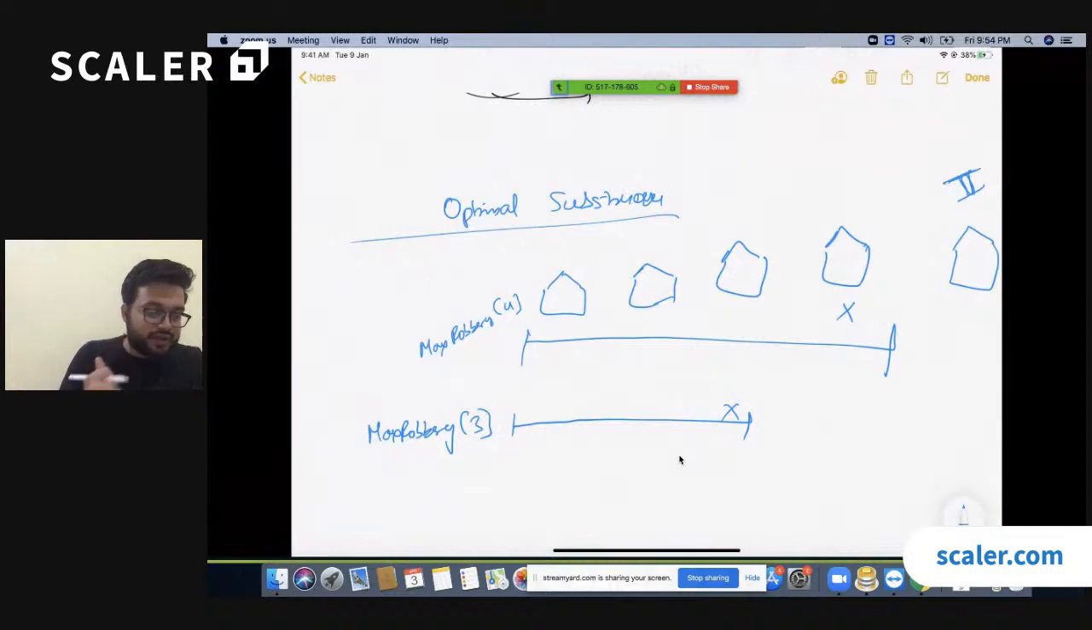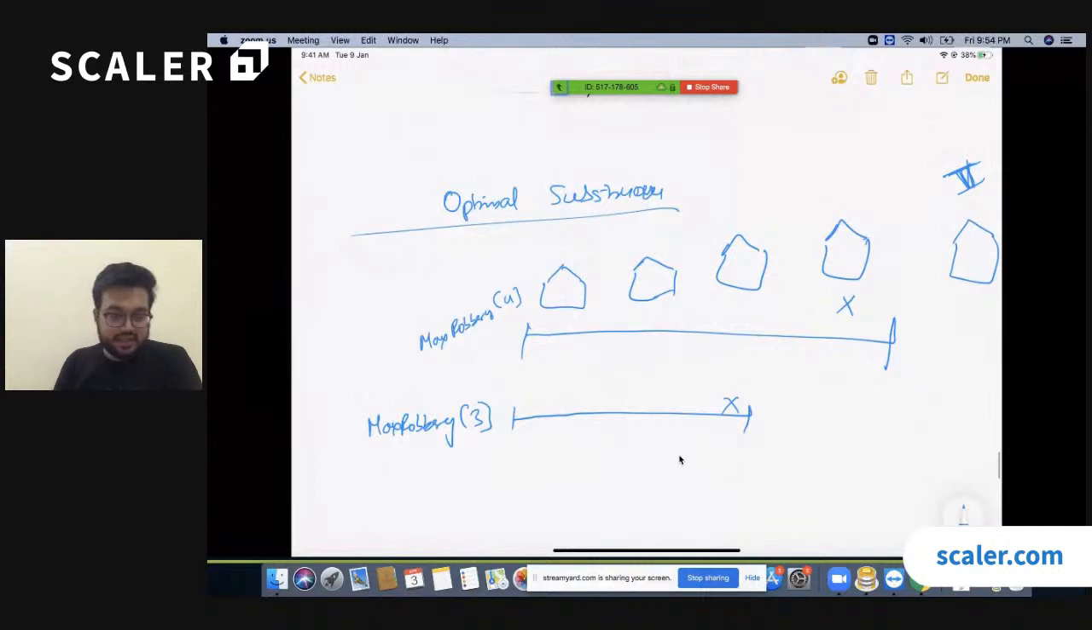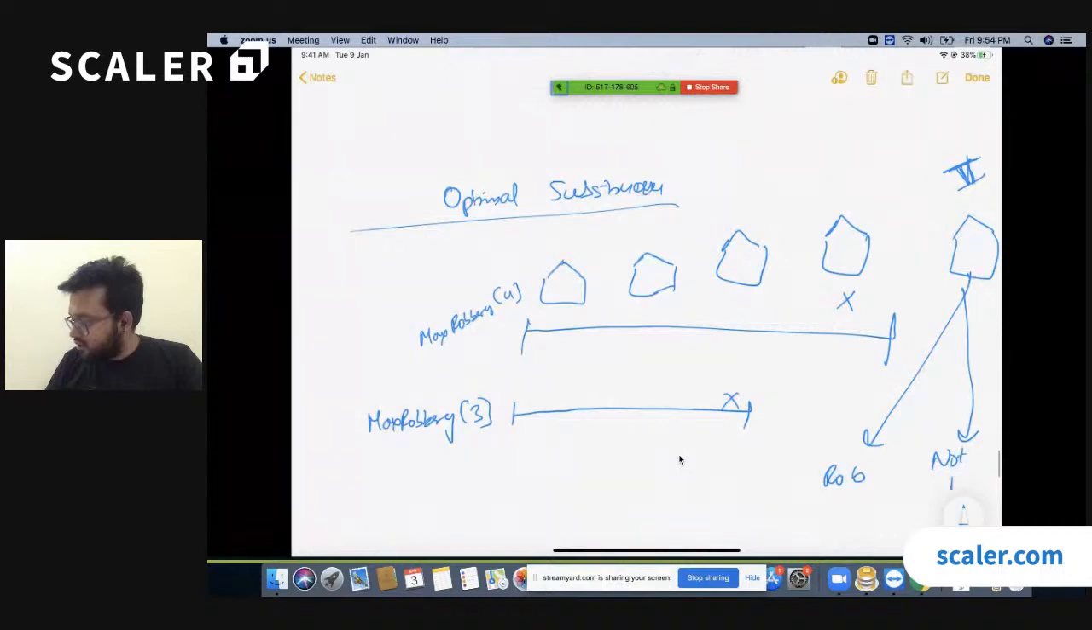Can you actually construct the answer to maximum robbery of the first 5 houses if you know the answers to the first 4 houses and the first 3 houses? Yes, you can do that. Why can you do that? Because for the fifth house, you have two choices. Either you can rob this house or you can not rob this house, right?